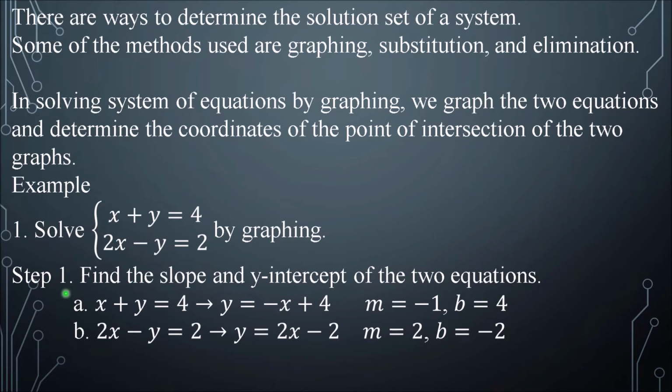So first step, we find the slope and y-intercept of the two equations. The first equation, x plus y equals 4, we will change to slope-intercept form. y is equal to negative x plus 4, wherein the slope is negative 1 and the y-intercept is 4. Now the second equation, 2x minus y equals 2, we will change to slope-intercept form. y is equal to 2x minus 2, wherein the slope is 2 and the y-intercept is negative 2.